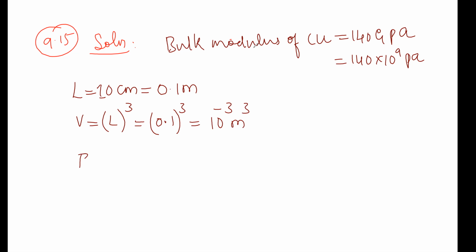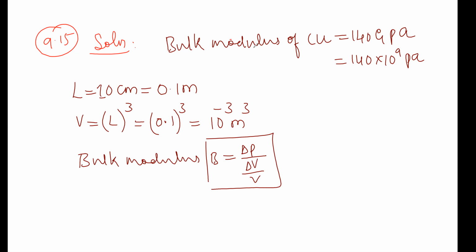And we know the formula, bulk modulus is given by the formula delta P divided by delta V by V. Using this formula, what we want is delta V, so delta P into V divided by delta V. I just shifted this V, which is present in the denominator, to the numerator. So we have to calculate delta V. Modifying, we got delta P into V divided by bulk modulus.